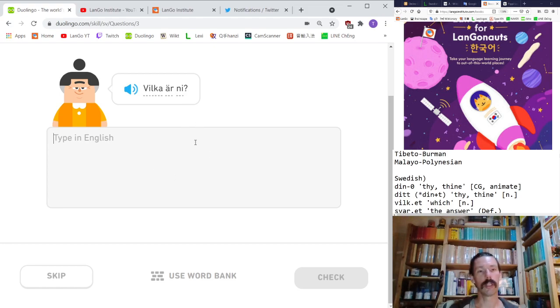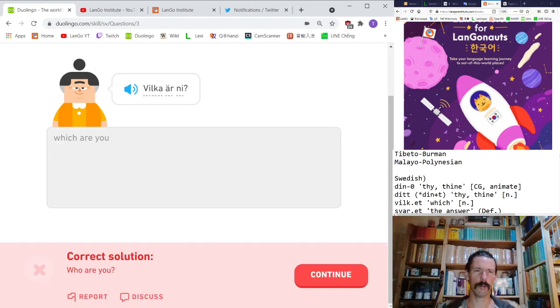Don't hear that in other languages so much, but it kind of calls to mind the development of Middle Chinese ni. It's just a sort of assuming of a tongue posture for a moment. Ni. Vilka är ni? Which are you? This is Ni. Which are you? Which is you? Who are you? Oh, how neat.